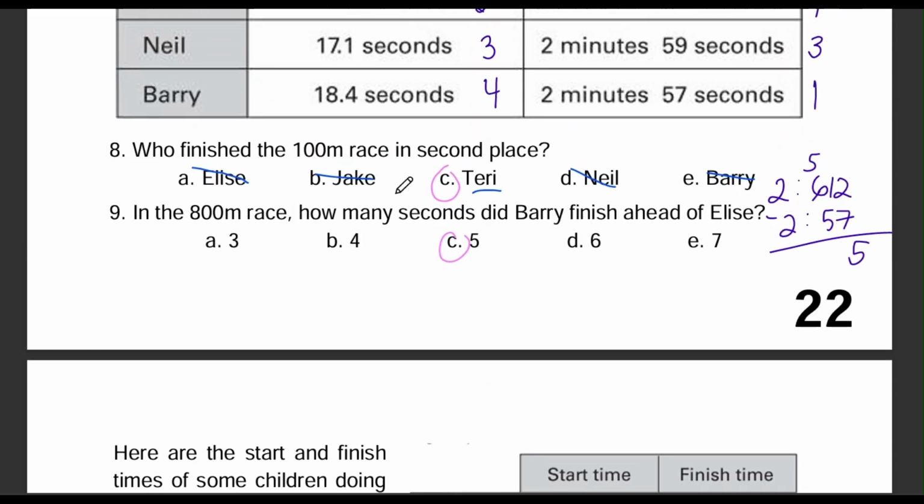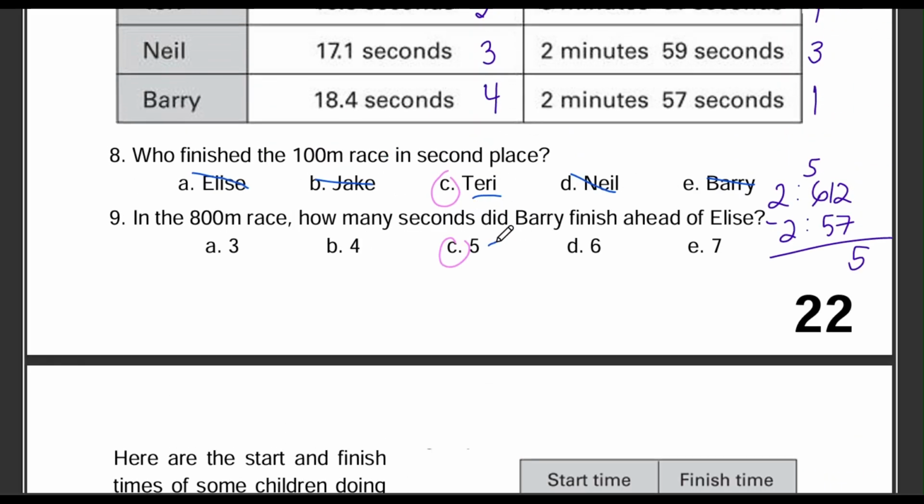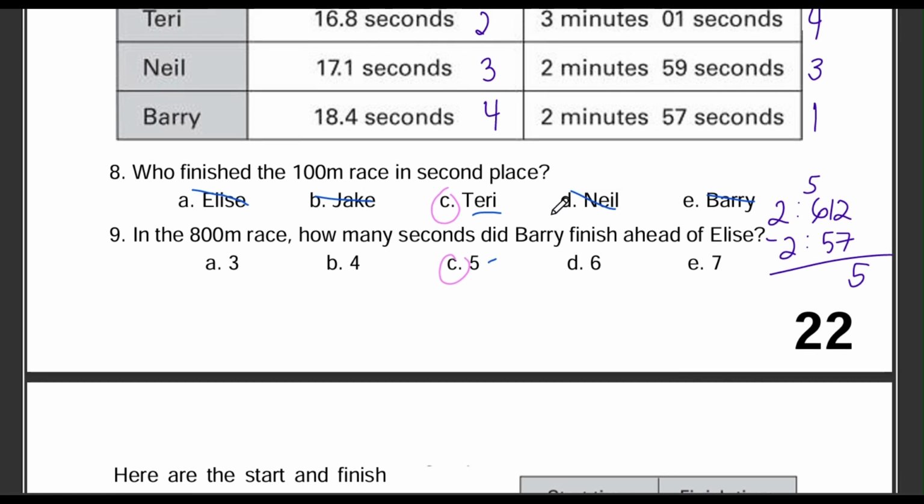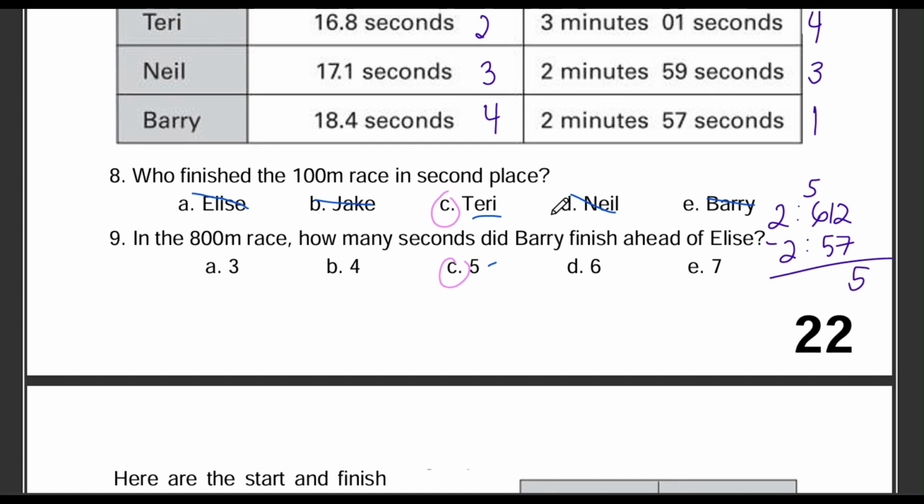The correct answer is C. 5 seconds. Here's how we figure that out. Barry's time was 2 minutes and 57 seconds. That's the same as 177 seconds. Elise's time was 3 minutes and 2 seconds, which is 182 seconds. To find the difference, we subtract Barry's time from Elise's time, 182 minus 177, which equals 5 seconds. So why not the other answers? Well, 3 and 4 seconds are too small, and 6 and 7 seconds are too large.